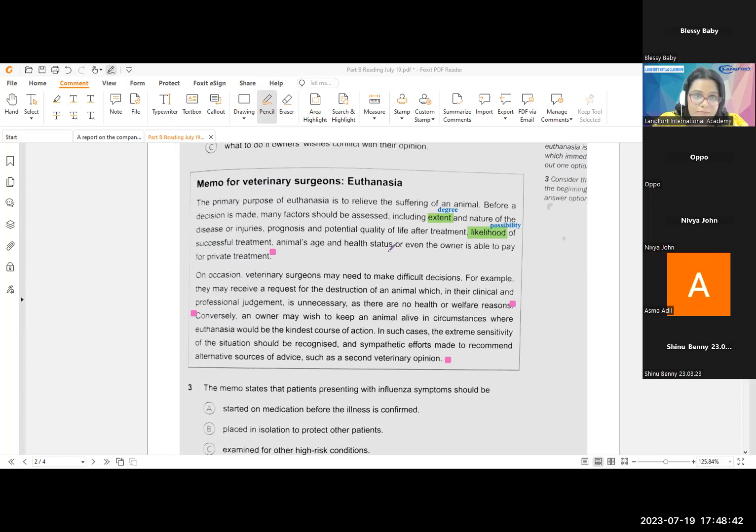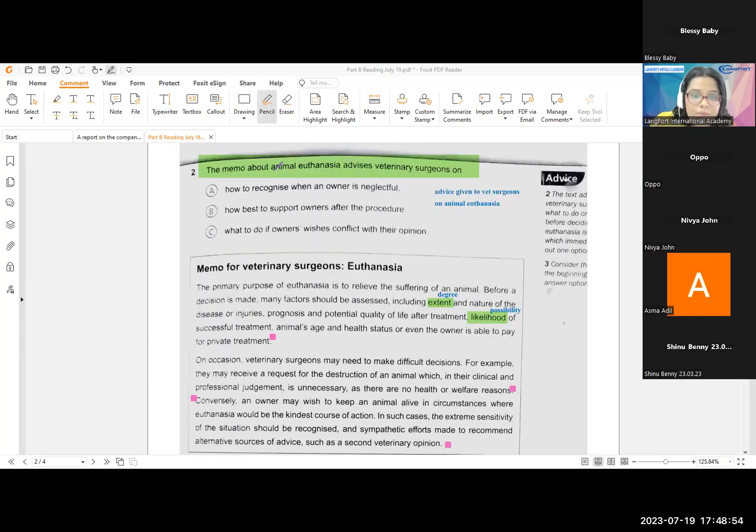Okay, Blessy, Nivya, Asma, Shinu, Saina, Jose, Danya, Jyoti, Saubhagya, Smita, are you clear with the extract? Yes, ma'am. Okay. So Jyoti, this is an incomplete question. So can you read each option with the question for me, please?